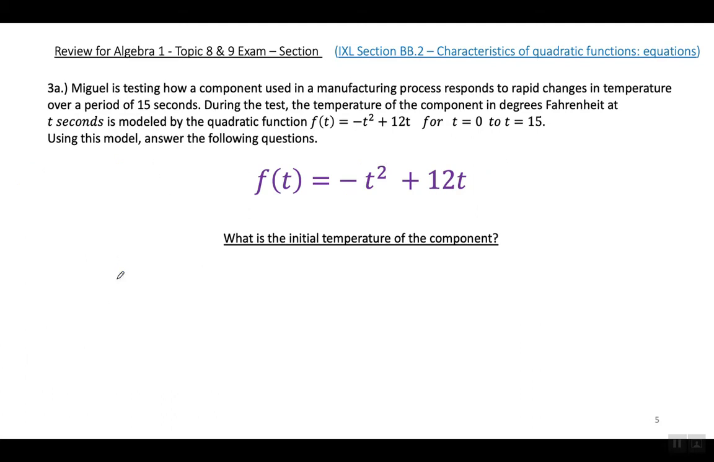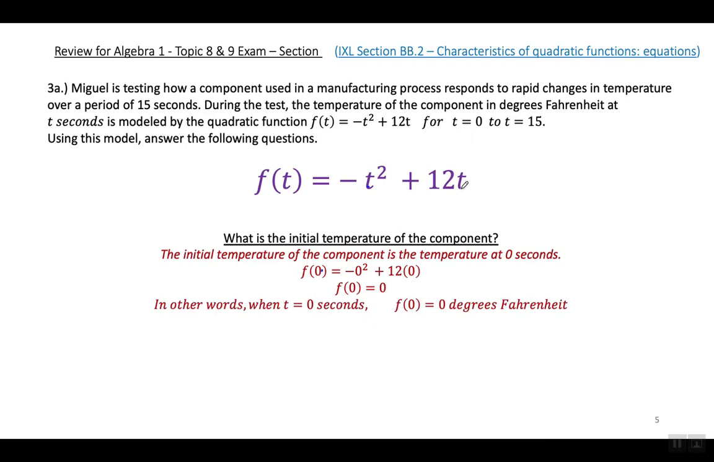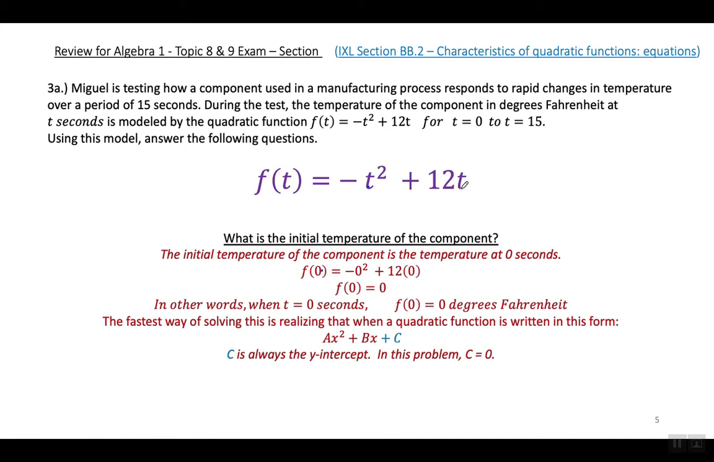Why am I explaining it that way? Because I explained it that way here. The initial temperature of the component is the temperature at 0 seconds. So if I substitute a 0 into the function for t, I get f of 0 equals -0 squared plus 12 times 0. I'm substituting 0 for t wherever you see t. If you work that out, f of 0 equals 0. In other words, when t equals 0 seconds, f of 0 equals 0 degrees Fahrenheit. And here's my other explanation: when a quadratic function is written in this form, C is the y-intercept. So in this problem, c equals 0. Maybe I explained it a little too much, but the initial temperature is 0.